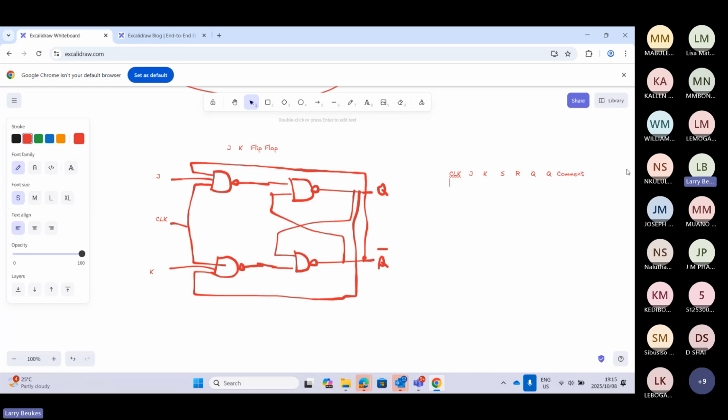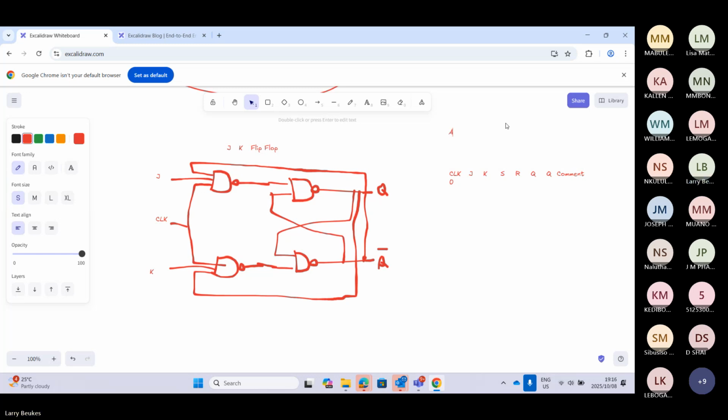Comment, right? So when the clock pulse is 0, you need a 2-input AND gate. Let's talk about the AND gate.